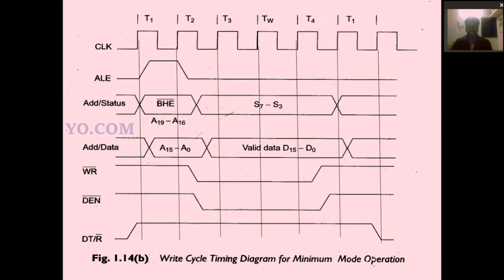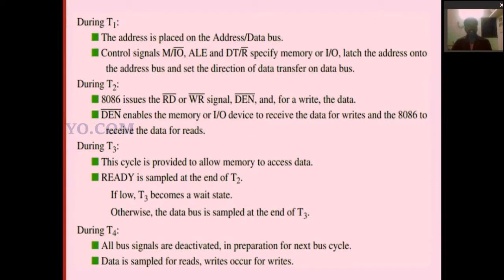Okay, right. Next one is what happens during T1, T2, T3 and T4. So during T1 the address is placed on the address bus, and the control signals M bar IO and DT bar R bar are set by memory or IO. Okay, we have already studied this.